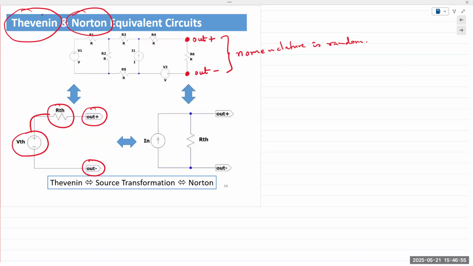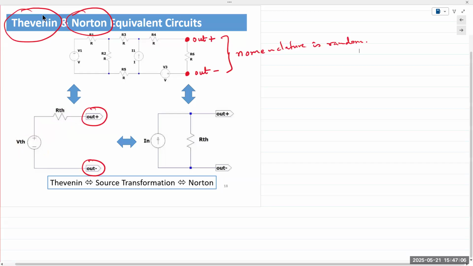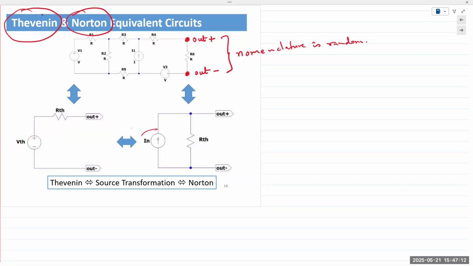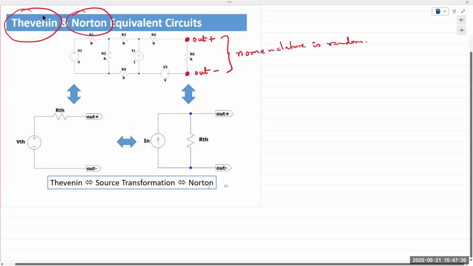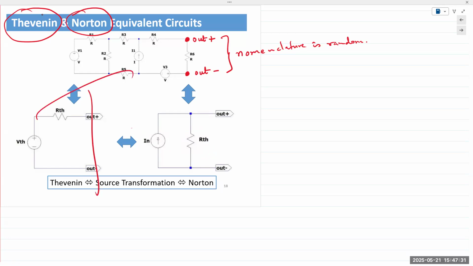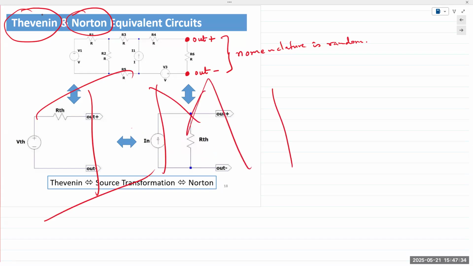We remove R6 from our analysis. We analyze the rest of the circuit without R6, and we represent it as one single voltage source in series with a resistor. If we are talking about Norton equivalent circuit, then we represent it as one single current source in parallel with that single resistor. The terminals of analysis remain the same. And so these are Thevenin and Norton equivalent circuits, very important, with a capital I, a capital M, a capital P.